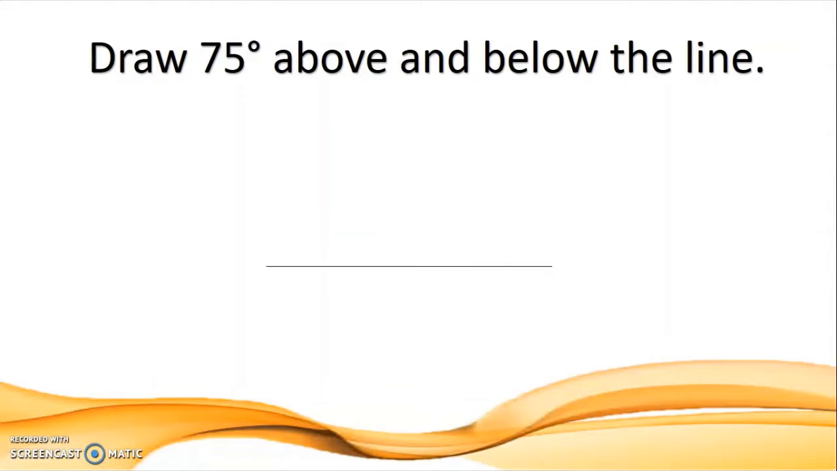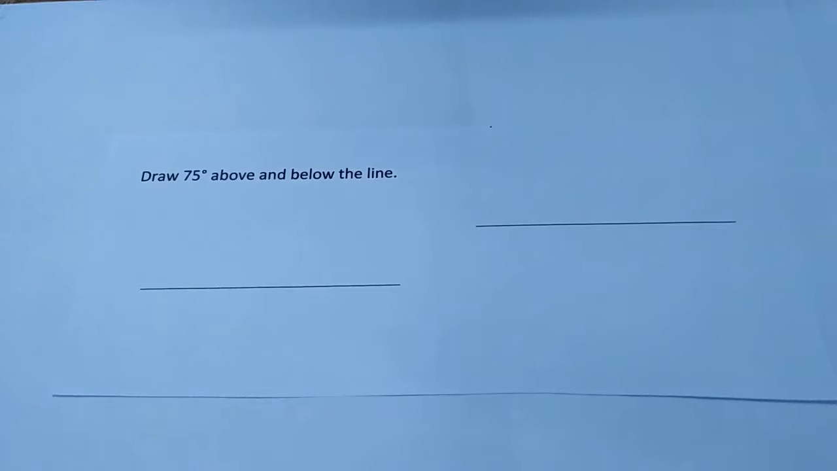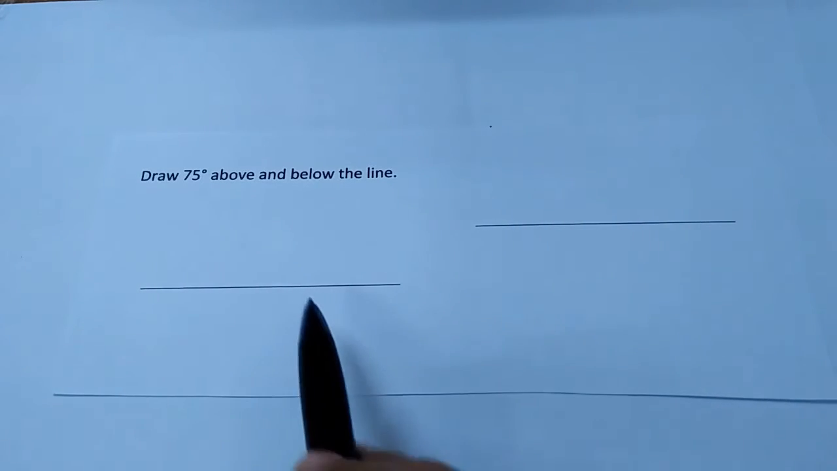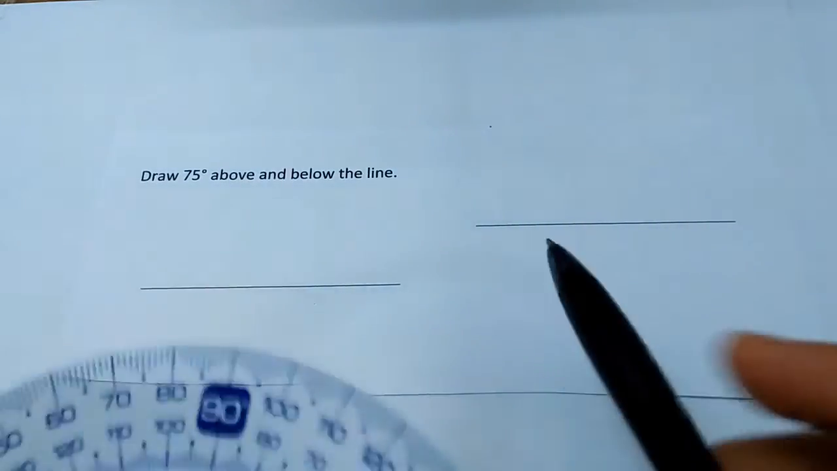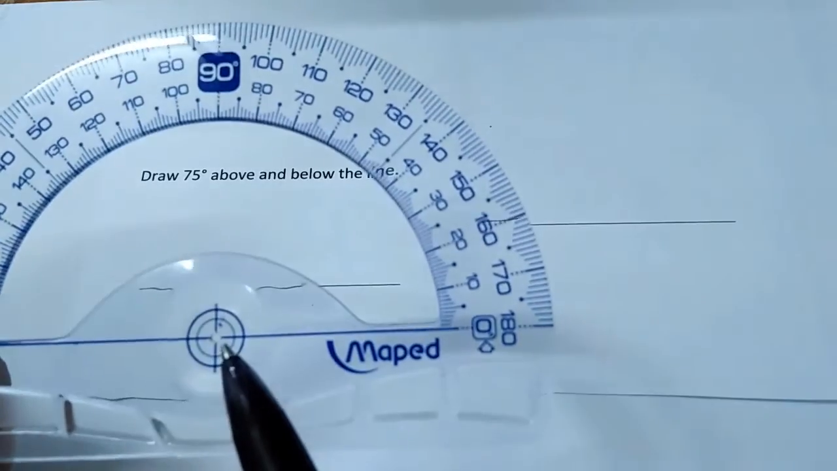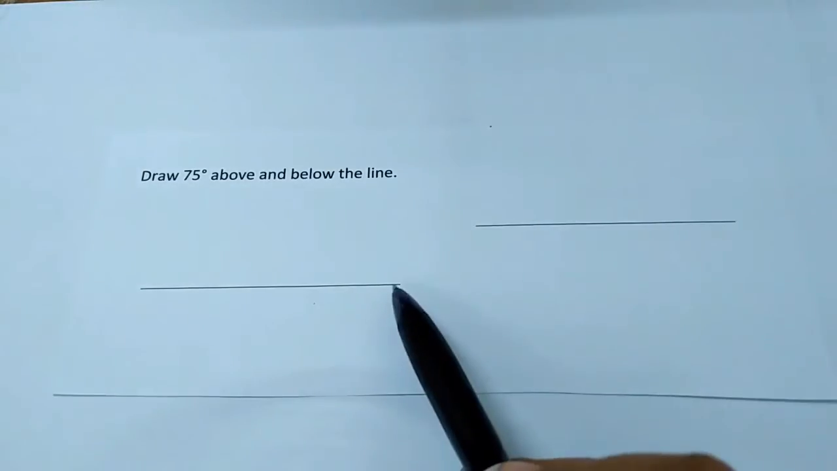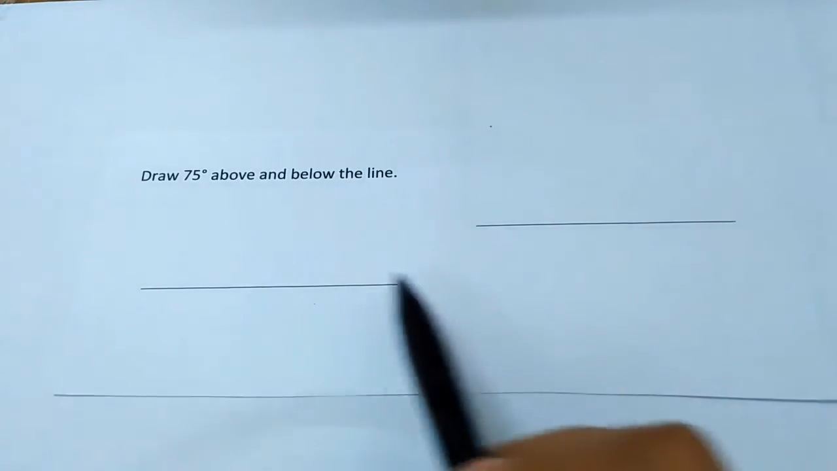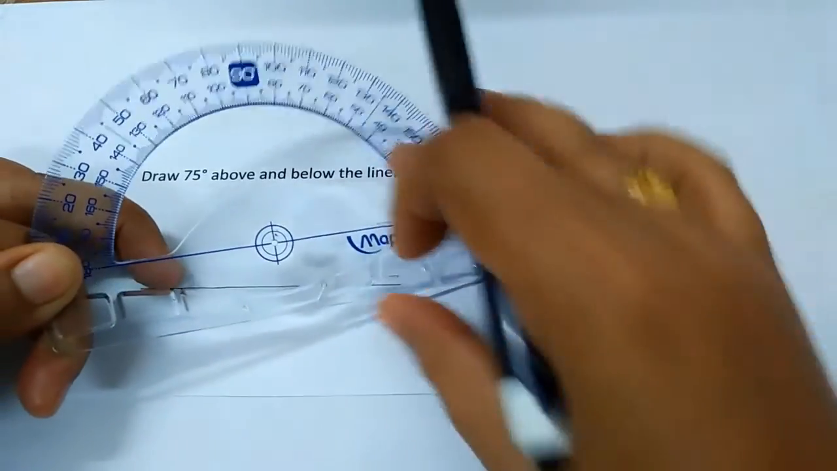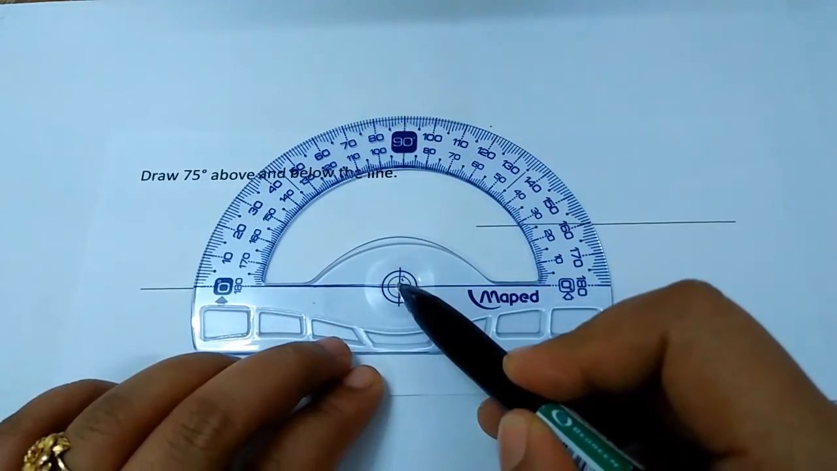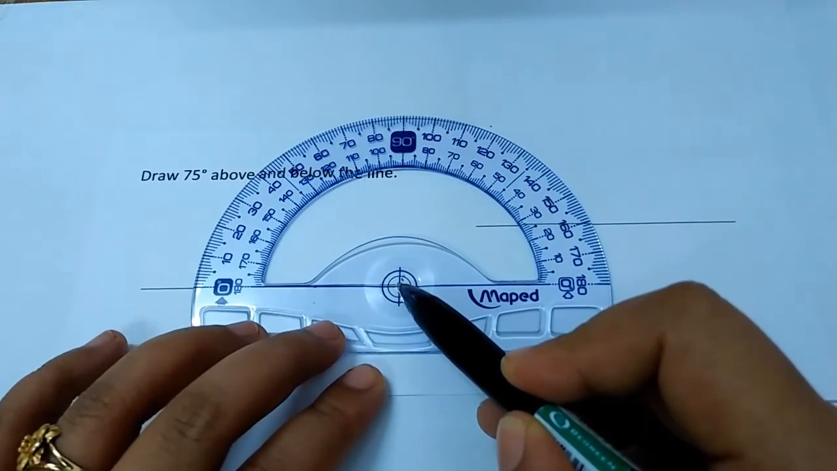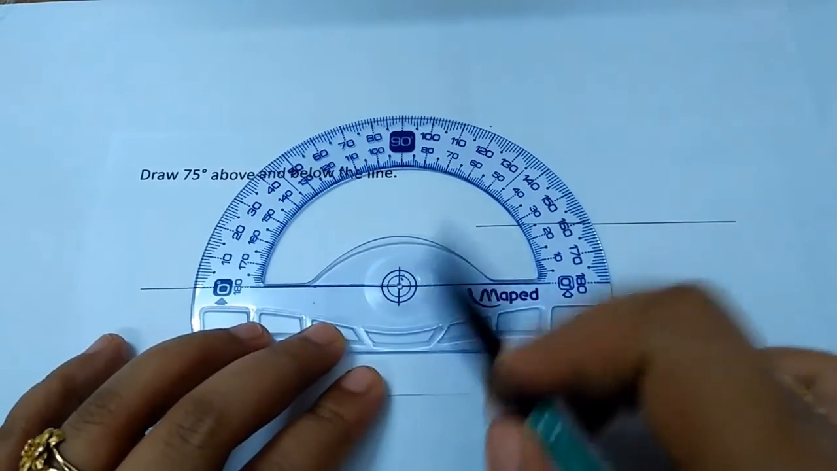Let's draw 75 degrees above and below the line. So let's draw first an angle above the line. So this is the line. Already have the straight line. So we're going to place the center mark to the point of the line. It's either here or here. If we're going to use this point, we're going to put the center mark on this point, and we're going to make sure that the line was on the baseline.